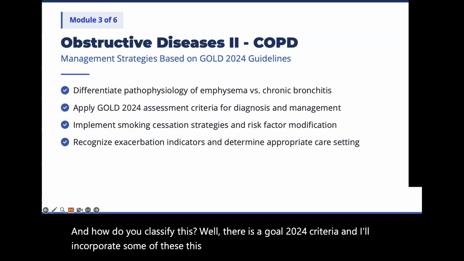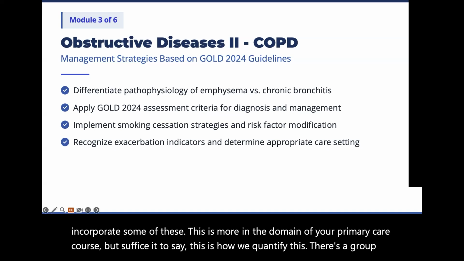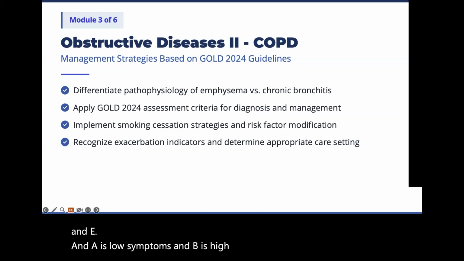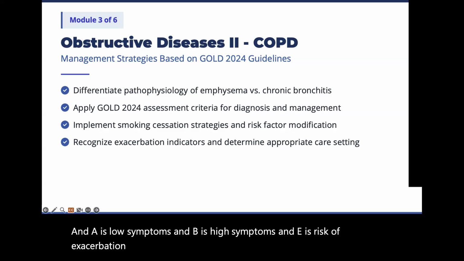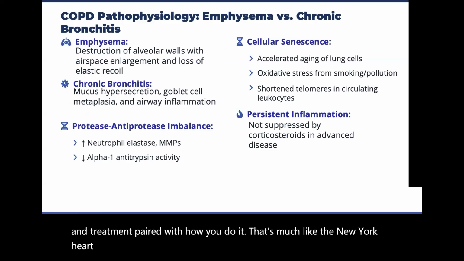This is more in the domain of your primary care course, but suffice it to say, this is how we quantify this. There's a group A, B, and E, and A is low symptoms, and B is high symptoms, and E is risk of exacerbation. So that just gives you an idea. And there's individual criteria and treatment paired with how you do it. That's much like the New York Heart Failure classification system. There's one for pulmonary conditions.